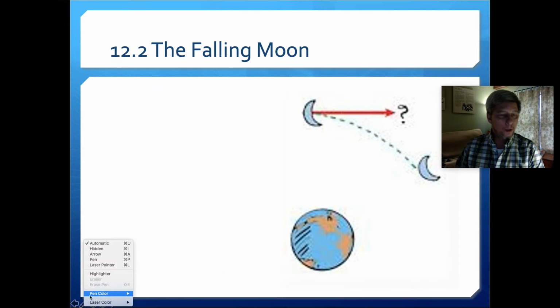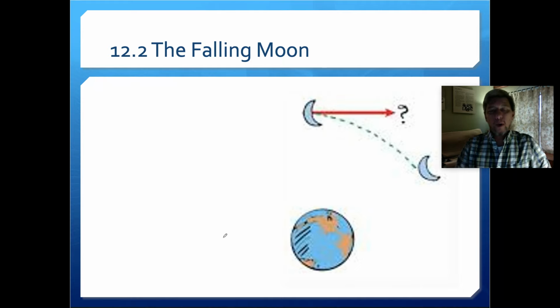Okay, so Newton, when he watched the apple, realized that it was falling. Now Newton also did a lot of work deriving equations for two-dimensional motion and that sort of thing.